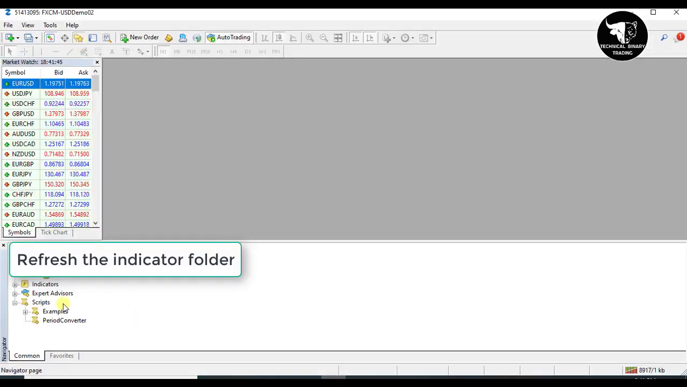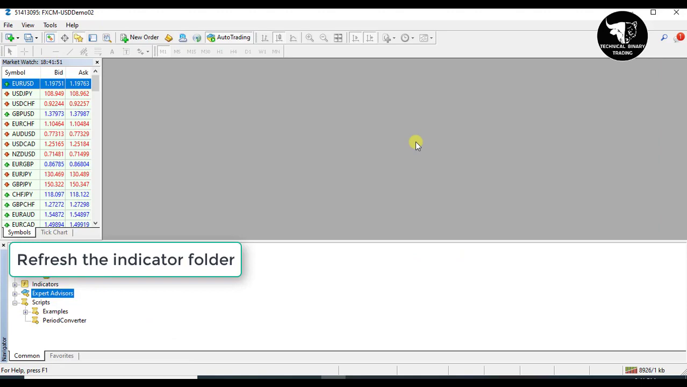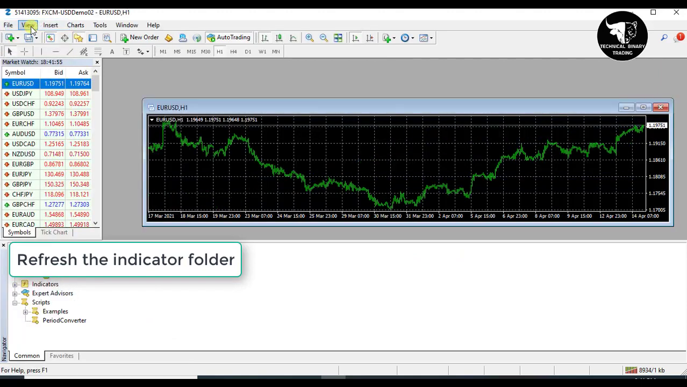Now click the navigator button and refresh the indicators. Open the chart and click the template button to apply the support and resistance template.